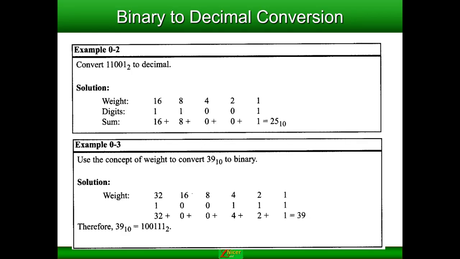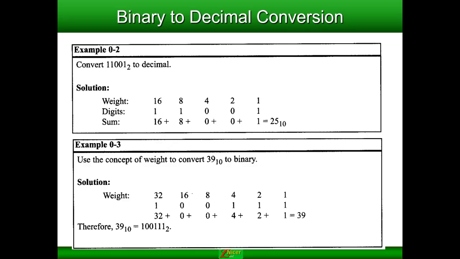We can also use the concept of weight to convert 39 to binary as well. So we write our weights here. Of course we do not know how many weights we should write, so we just simply look at the number that we are given, so it is 39. So we went to the closest to 39, which is 32 here. We just subtract 32 from 39. It fits, of course. We get 7.